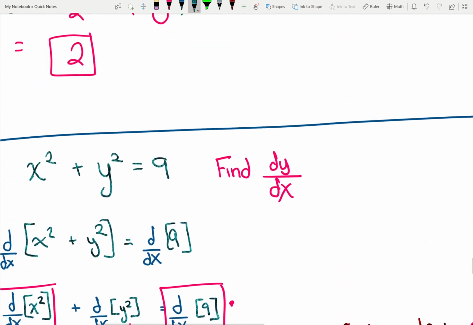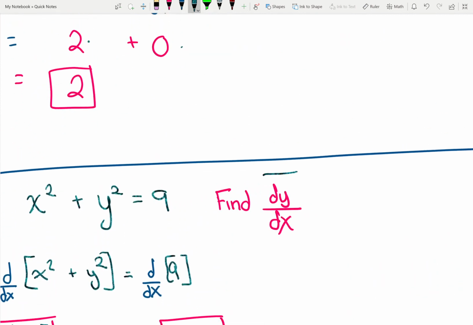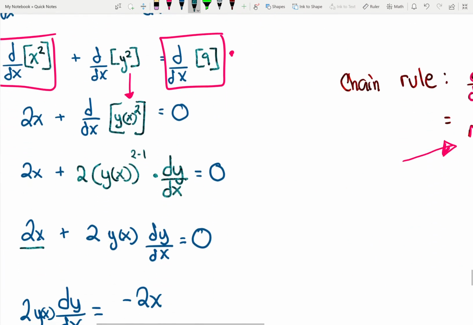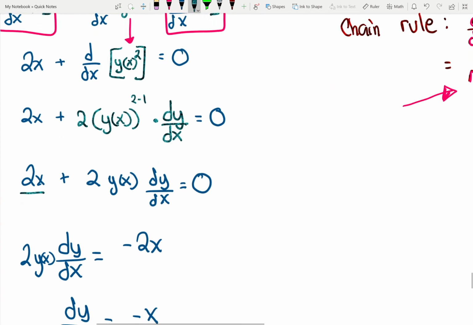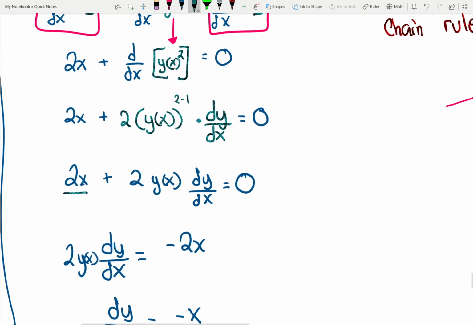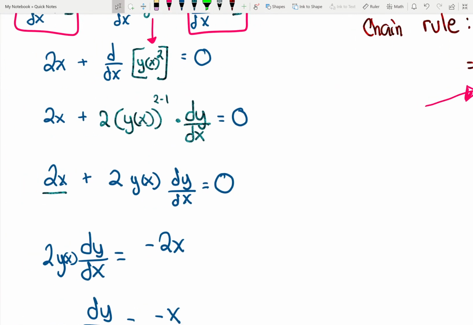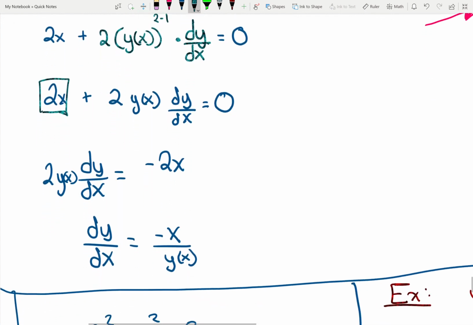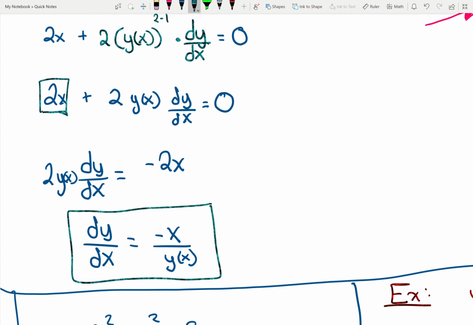So remember the original question, I'm trying to find dy dx. And I have a dy dx right here. All I'm going to do now is use some algebra to solve for dy dx. So the first thing I do is I get rid of this 2x term, I put it on the other side right here. And then I divide through by y of x. And then that's my answer. So a lot is happening there. Good thing you guys can rewind these videos and really see what's happening.